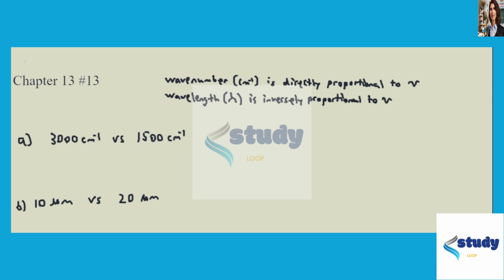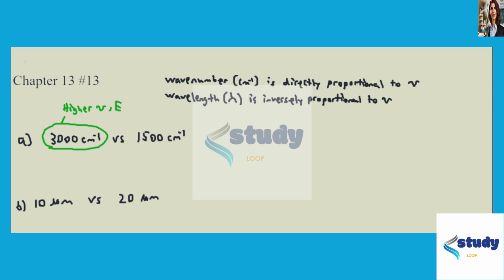So with these two rules in mind, A is asking us to compare wave numbers. So the higher wave number is going to have the higher frequency and therefore the higher energy. So 3000 is twice as much as 1500. So 3000 is going to have the higher frequency and of course also higher energy.